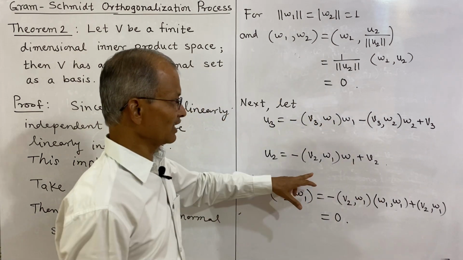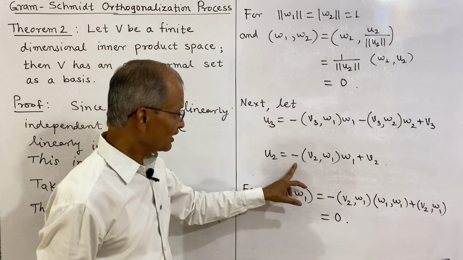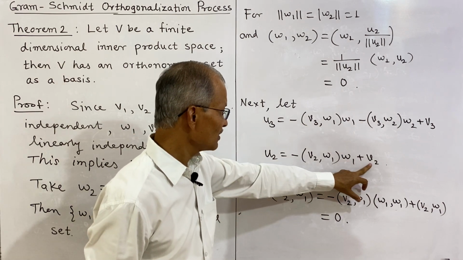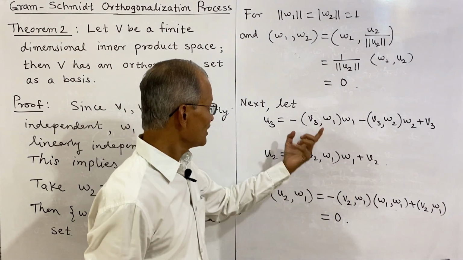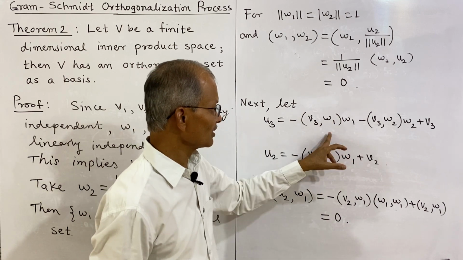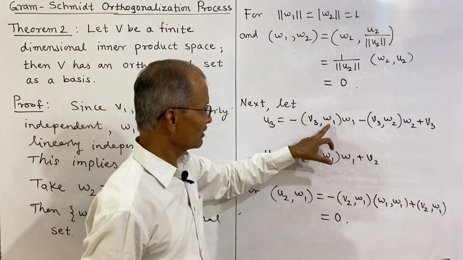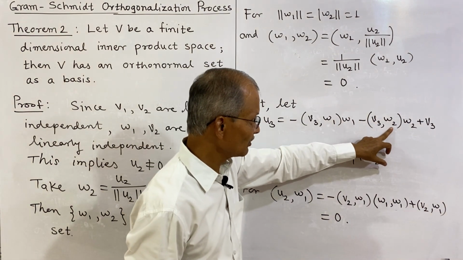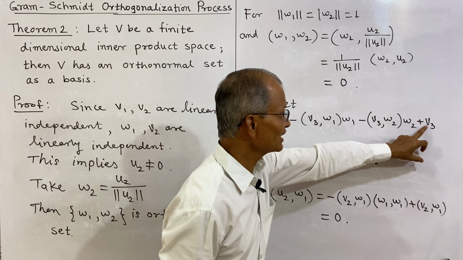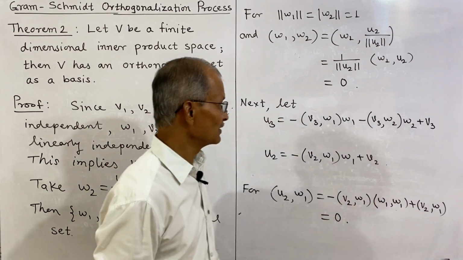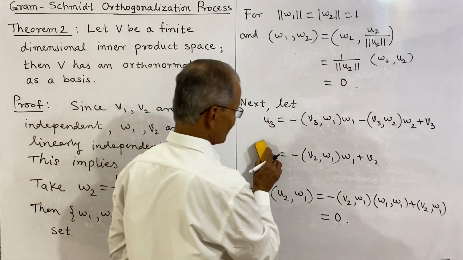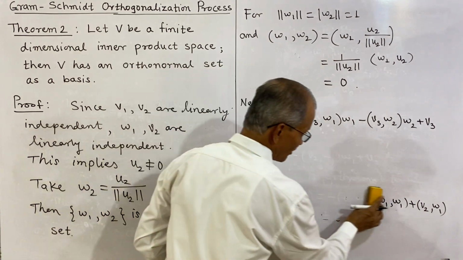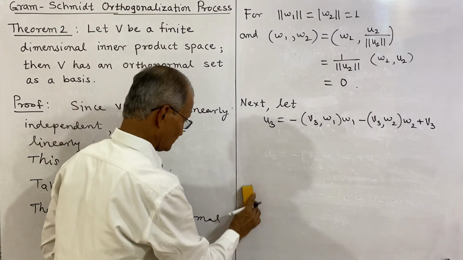See how it is extended. This is U2, negative inner product of V2 with W1 multiplied by W1, plus V2, only one term. Here for U3 there will be two terms, starting with W1 inner product with W1, next we have to take V3 inner product with W2 multiplied by W2, and the last vector is addition plus V3. So this is V3 that we should consider. Now this U3 is orthogonal to W1 and W2.